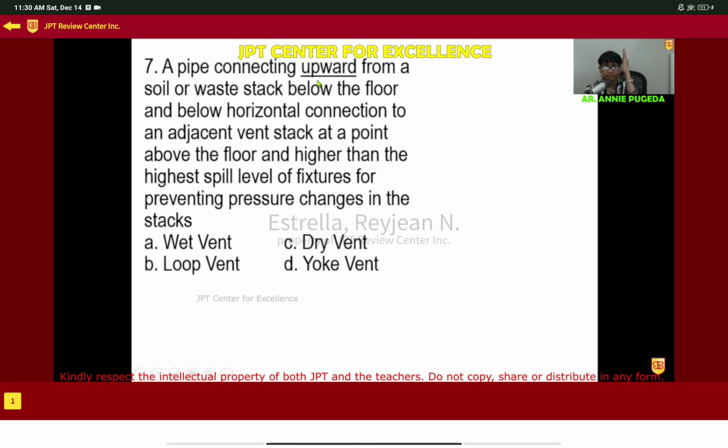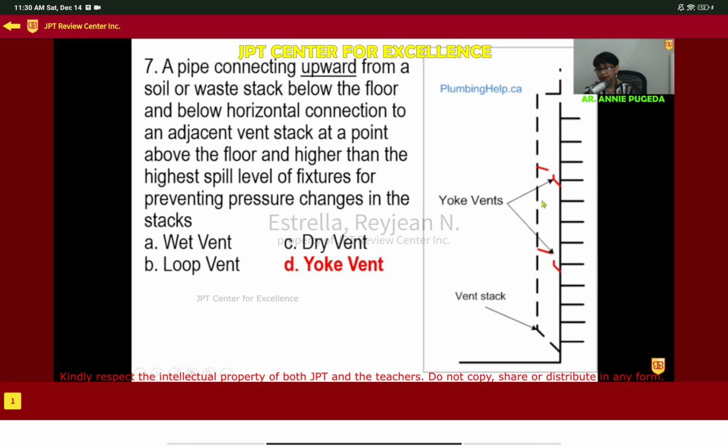Pipe connecting upward. Keyword na kagad, upward. From a soil or waste stack below the floor and below horizontal connection to an adjacent vent stack. Ibig sabihin, nag-loop siya upward, papunta sa nanay niya, is vent stack. Katabi niya, adjacent. So, vent stack at a point above the floor and higher than the highest spill level of fixtures for preventing pressure changes in the stack. So, yung anak ni vent stack na yan, na vertical or upward thrust, is known as yoke vent.